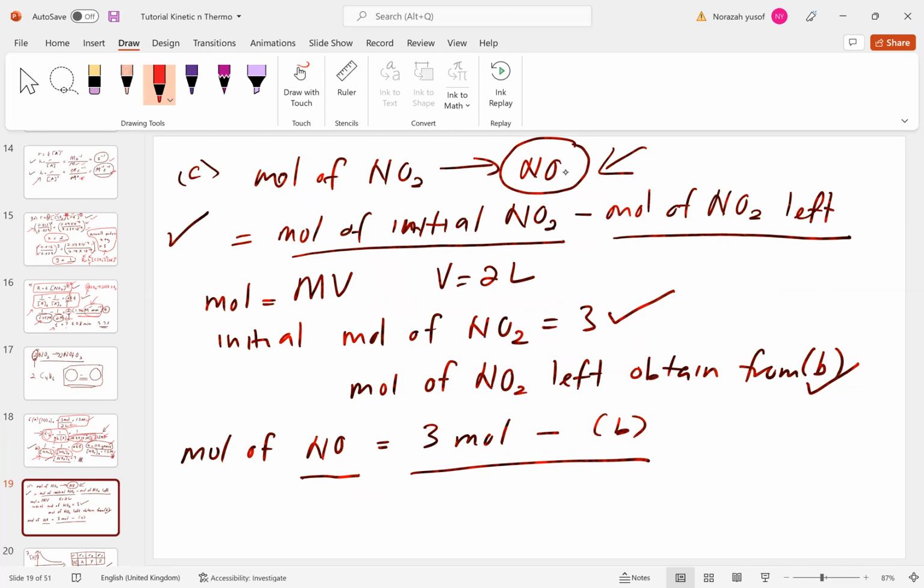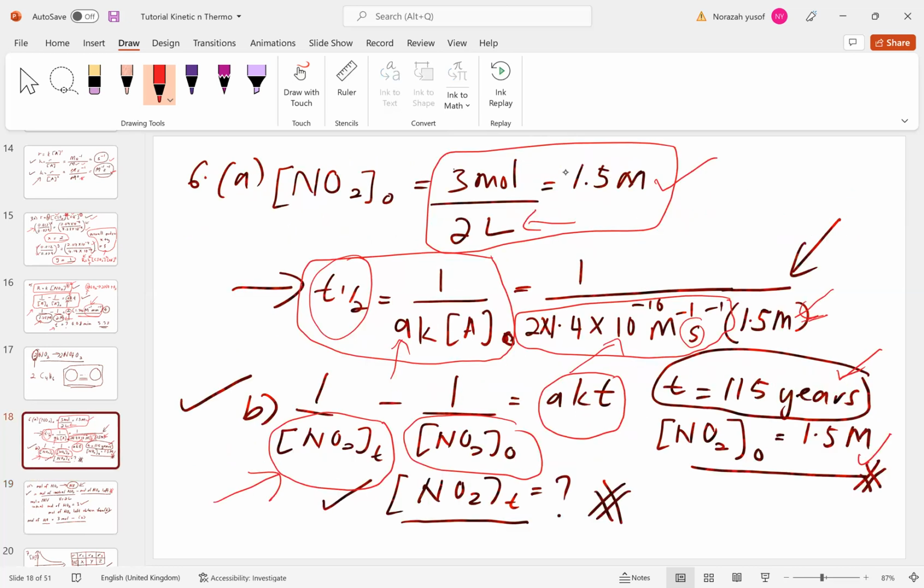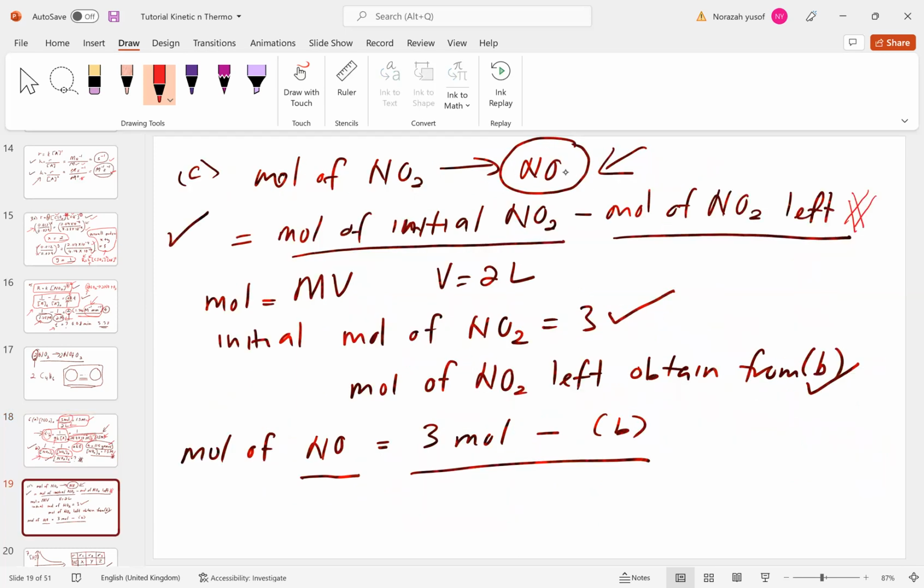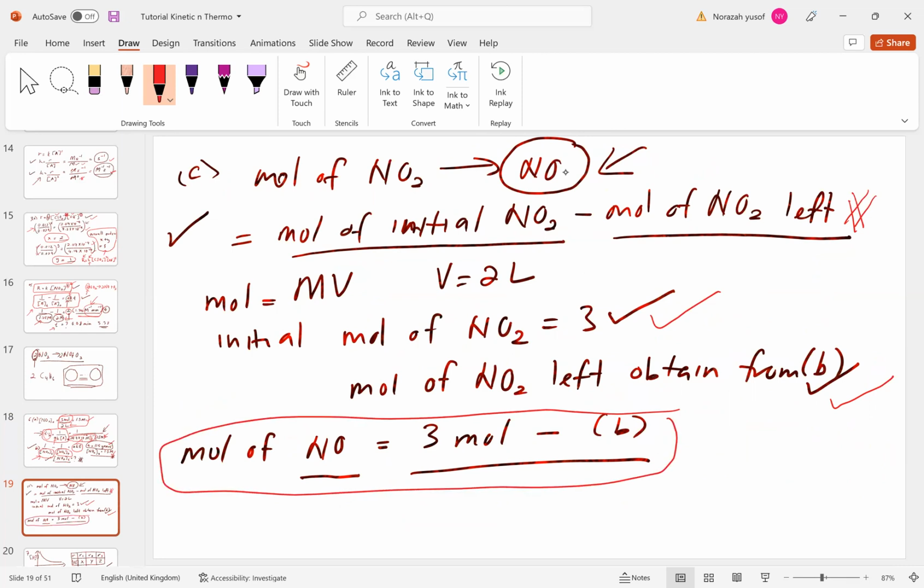Okay, so mole of initial. Ini kena kira dulu yang part B baru dapat part C. So mole of initial nitrogen dioxide tolak mole of nitrogen dioxide left. Kita kena kira lah. Ni molar, so kena kira mol. Okay. Mol asal NO2 dah tahu. Kena cari mol selepas 115 tahun. So bila kira-kira, okay, this is initial mole, final mole obtained from B, so you get the new mole. So mole NO2 sama dengan mole NO. So you can get that one. Okay.